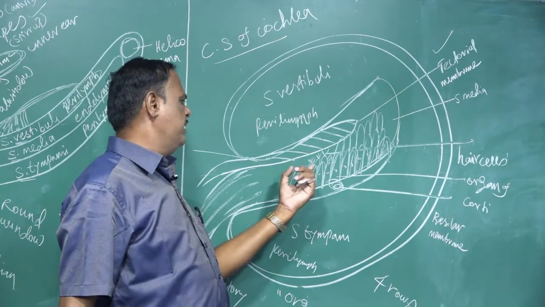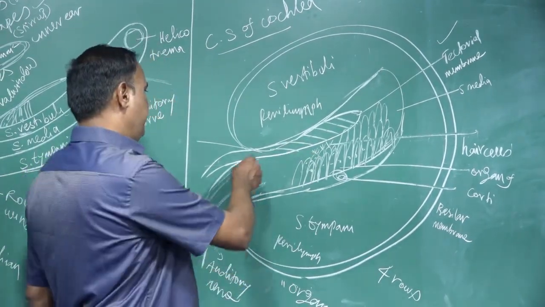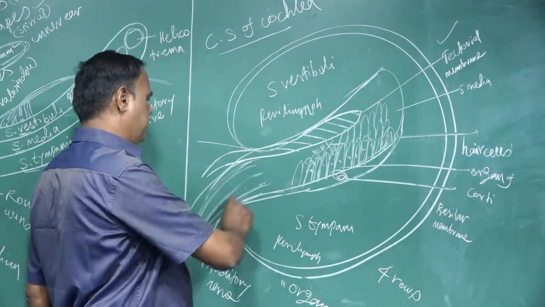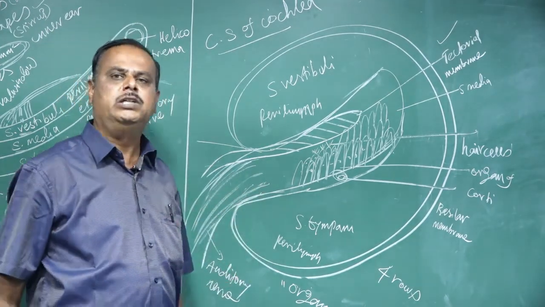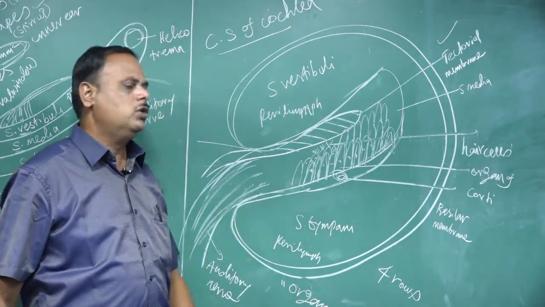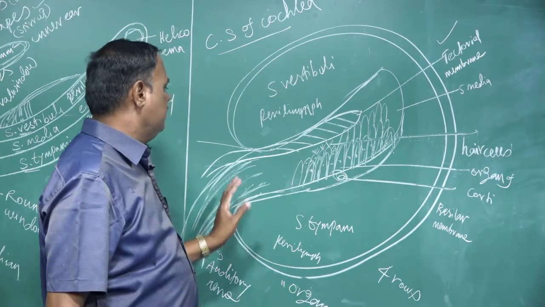Above the basilar membrane, the tectorial membrane is present in the middle of the scala media. It is connected with the nerve called the auditory nerve. These are the actual hearing organs.